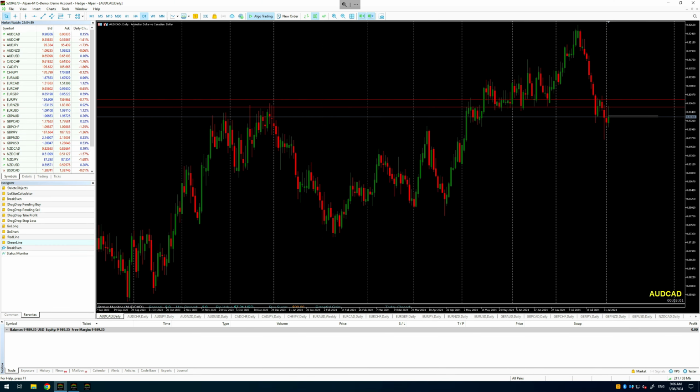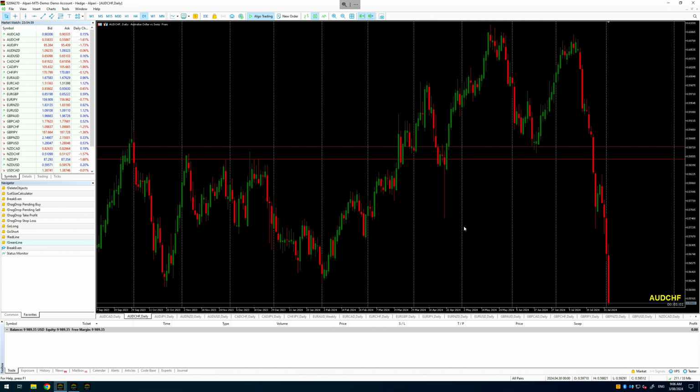Starting off with the Aussie CAD, we're looking at this one to go short for this week. We're hoping for a bounce in this zone, and if we do see something like that, we will take it short, probably trading on a 4-hour chart for the actual entries.